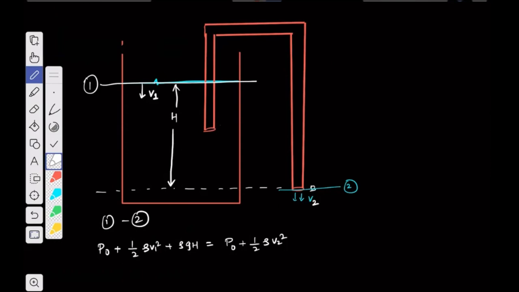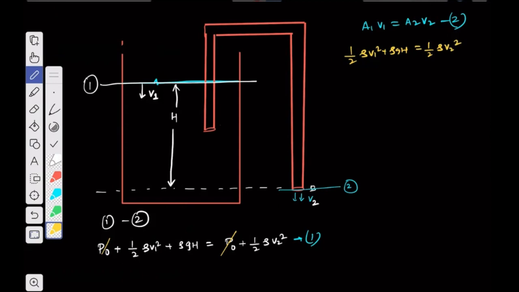So P naught gone. And then again, I can write down A1 V1 equal to A2 V2. So this is our equation number 1, this is our equation number 2. From these, we can solve for the velocity V2. So P naught gone. Then we have half rho V1 square plus rho g h equals half rho V2 square.